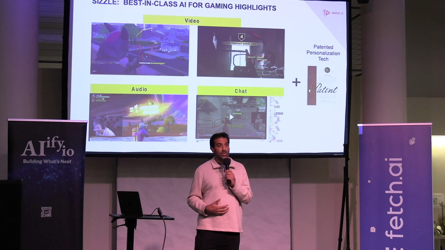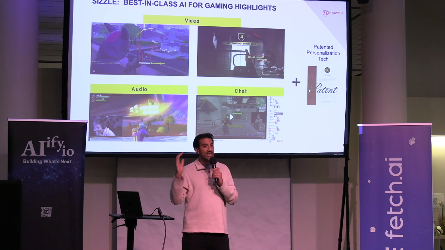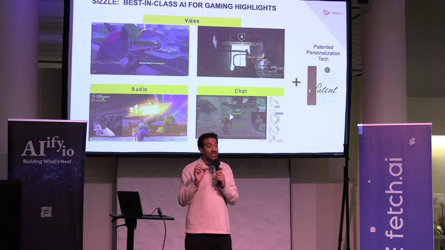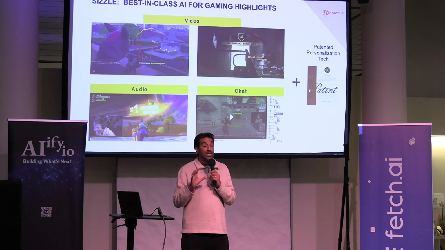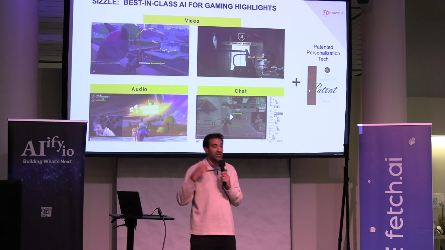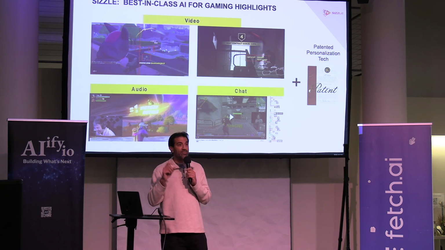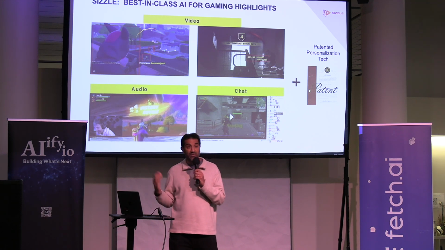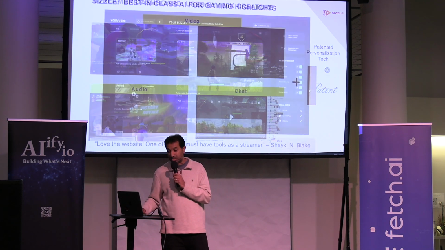So the first thing we do is we generate highlights. We take an 8-hour stream and we figure out 15-second clips. So the way we do that is we analyze the video, the audio, and the chat. The video tells us what's happening in each game, in Fortnite, in FIFA, in Call of Duty, whatever they're playing. We figure out, is it a kill, is it a goal, etc. The audio and the chat give us excitement factors to tell us what are the best moments.